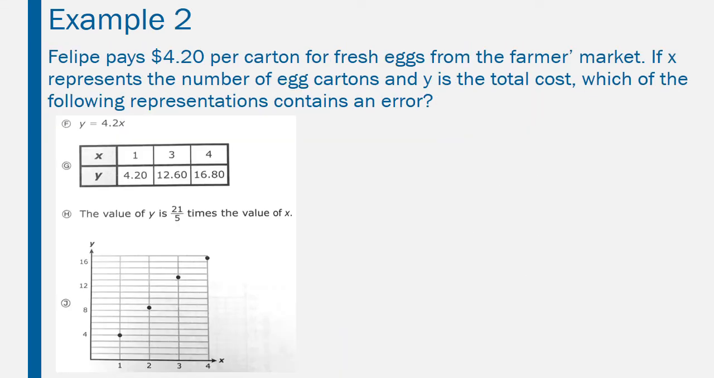Felipe pays $4.20 per carton for fresh eggs from the farmer's market. If X represents the number of egg cartons and Y is the total cost, which of the following representations contain an error? All right. Look at your problem. Then look at your answer choices. What do you notice about your answer choices that are different from the other problems we worked on?